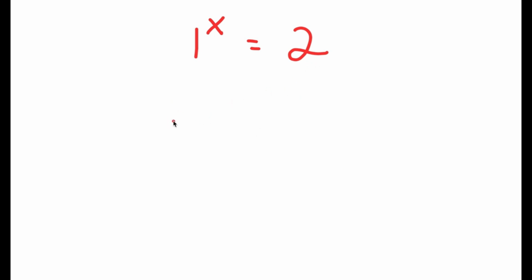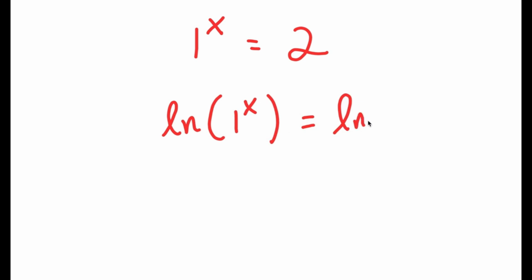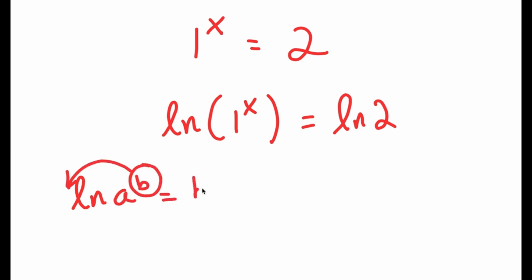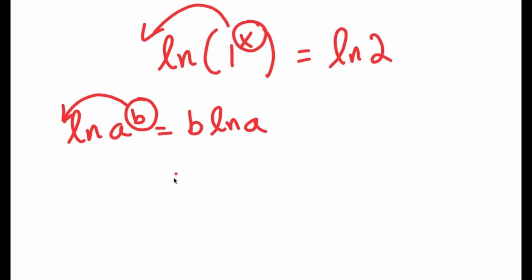What I'm first going to do is start by taking ln of both sides. So I get ln of 1 to the power of x is equal to ln of 2. And ln is the same thing as the natural log. The reason I took the ln on both sides is because it comes with a property that states that if I have ln a to the power of b, I can move this exponent b to the front, so this turns into b times ln a. So in this case, I have ln 1 to the power of x, and I can move x to the front. So I get x times ln 1 is equal to ln 2.